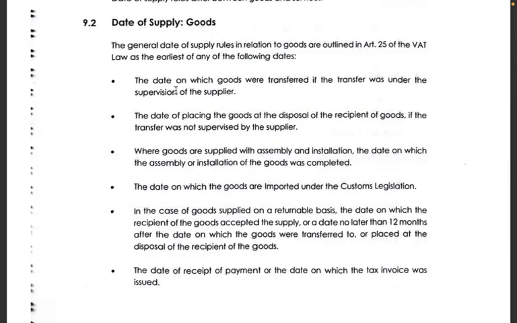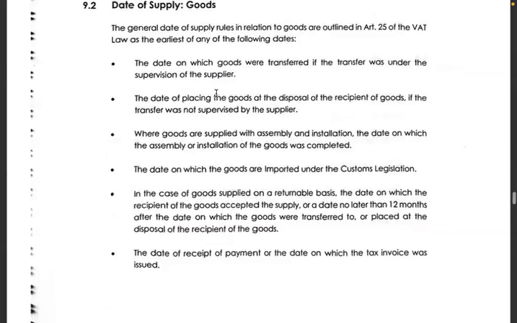It's common sense. So first of all, when were the goods delivered? When were the goods transferred, if the transfer was under supervision of the supplier? So if the supplier was responsible for delivering the goods to the doorstep of the customer, then when were they actually delivered? Evidence could be a delivery challan, etc. Goods delivery note, for example, when it is signed by the customer.